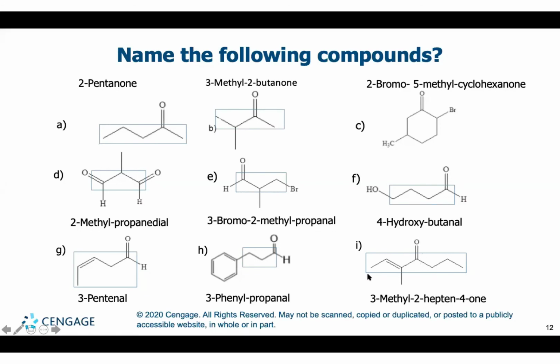Another name you might see when you do more practice on some websites is 3-methyl, 2-ene. They just use the en part of alkenes: 2-ene, heptanone, 4-heptanone. You might also see the name that I said. That's it, guys, for these practices.